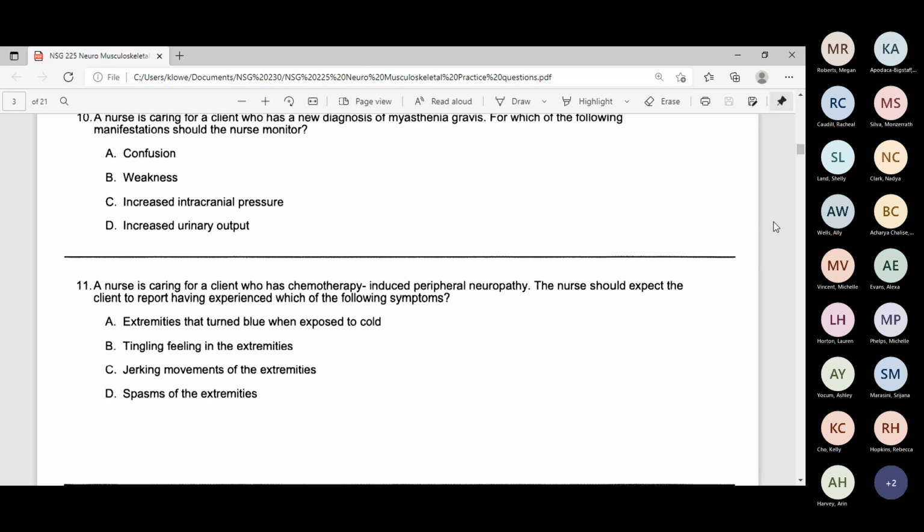A nurse is caring for a client who had chemotherapy-induced peripheral neuropathy. The nurse should expect the client to report having experienced which of the following symptoms? So that's talking about the peripheral neuropathy. B, tingling feeling in the extremities. Yes, tingling in the extremities. So numbness and tingling would be an interruption in the nerve pathway.